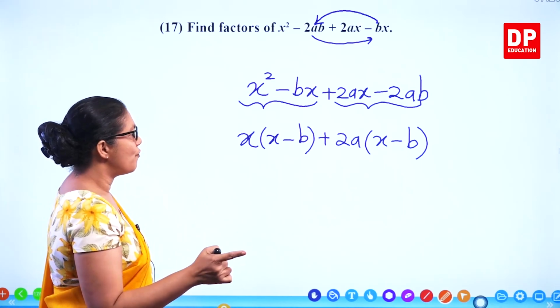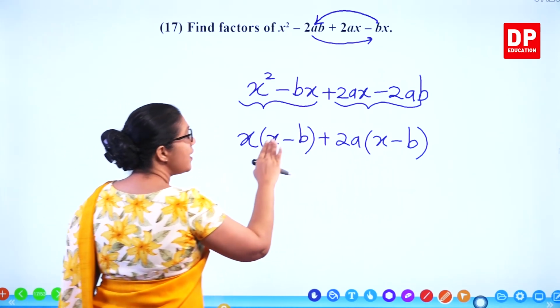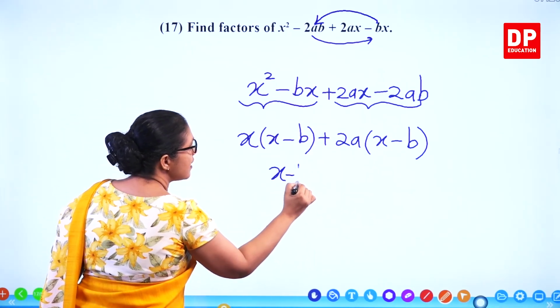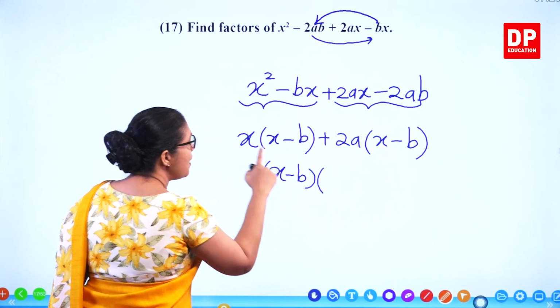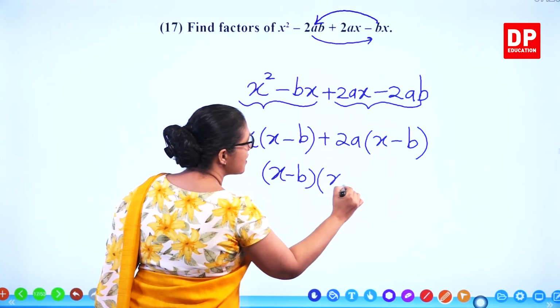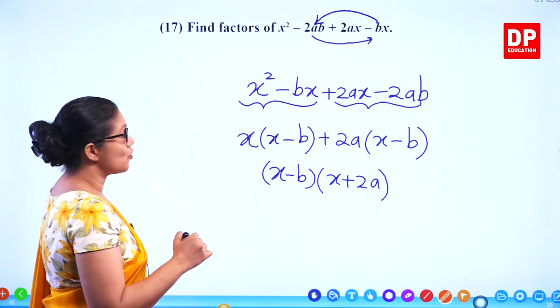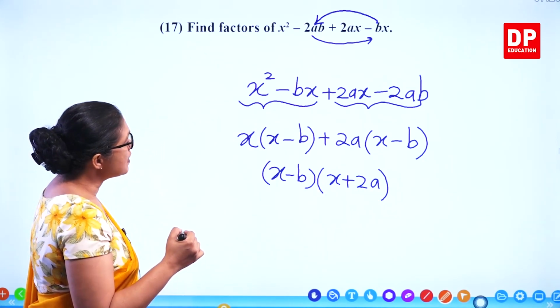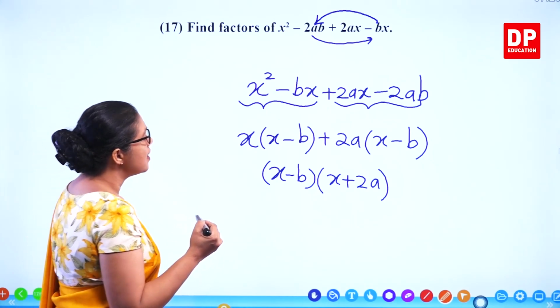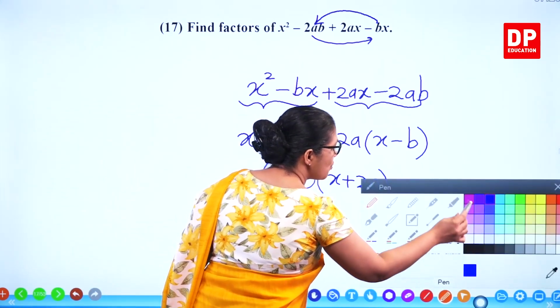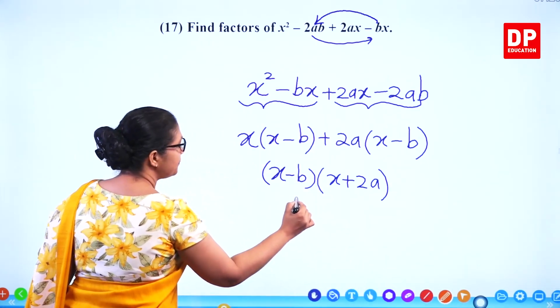Now two factors here. X minus b is common. Take it out. And then the remaining part, x plus 2a, you can write in the other bracket. So the factors are x minus b and x plus 2a. So you get 2 marks for that.